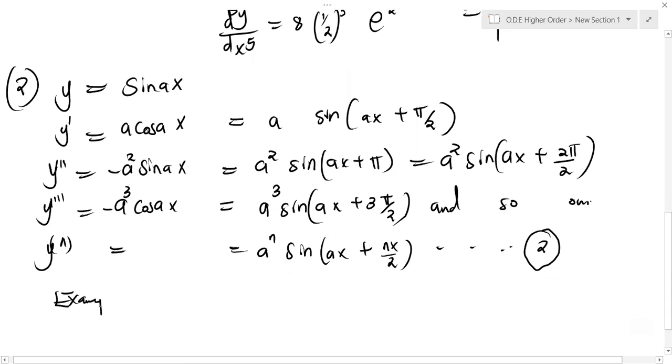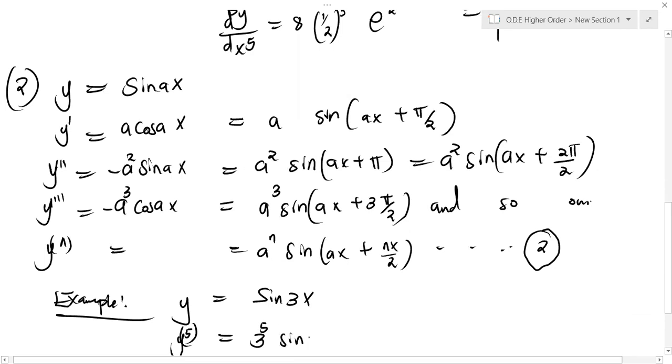So let's say we take up an example. We have y being equal to sine of 3x. Then what is our y fifth prime? Following this, we will have 3 raised to power 5 sine of ax plus n pi over 2, and our a right here is 3x, plus 5 pi, all this divided by 2. And you can simplify this to 243 sine of 3x plus 5 pi over 2.